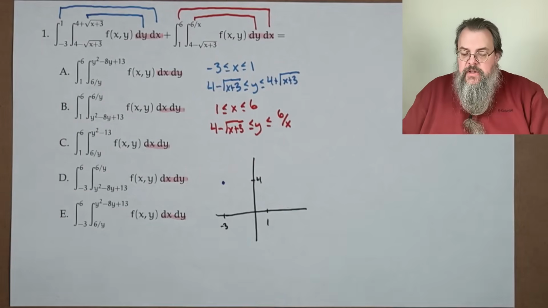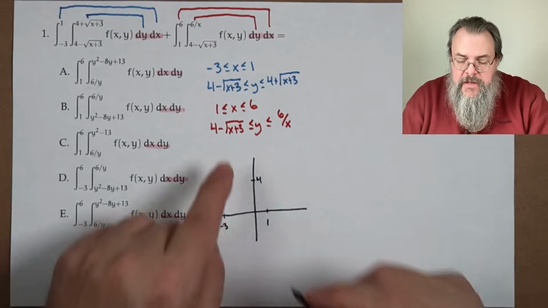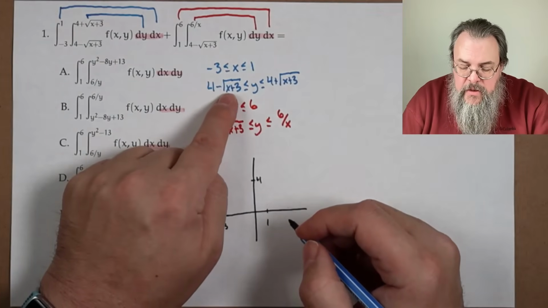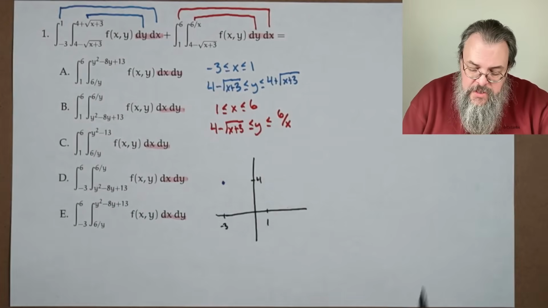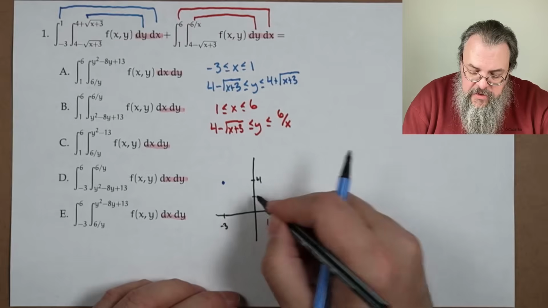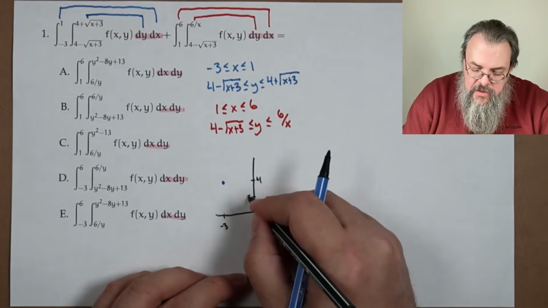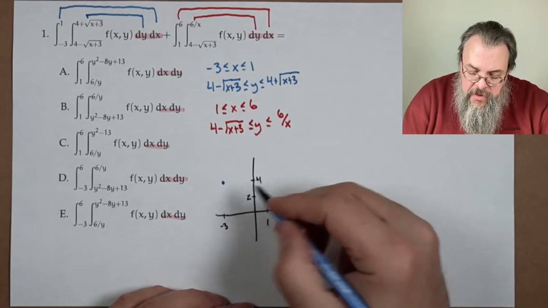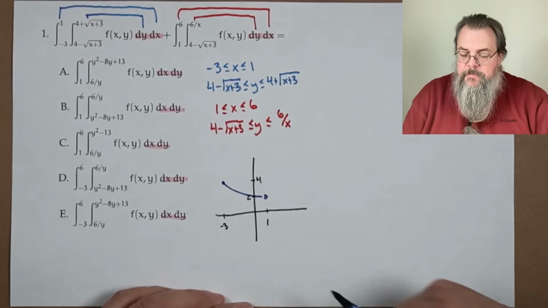So at x equals 1, what do we see? Well, let's plug in 1. So 4 minus square root of 4. That's 4 minus 2, which is 2. Okay, so that says we're at the point x equals 1, y equals 2. All right, so we have our square root doing something like that.